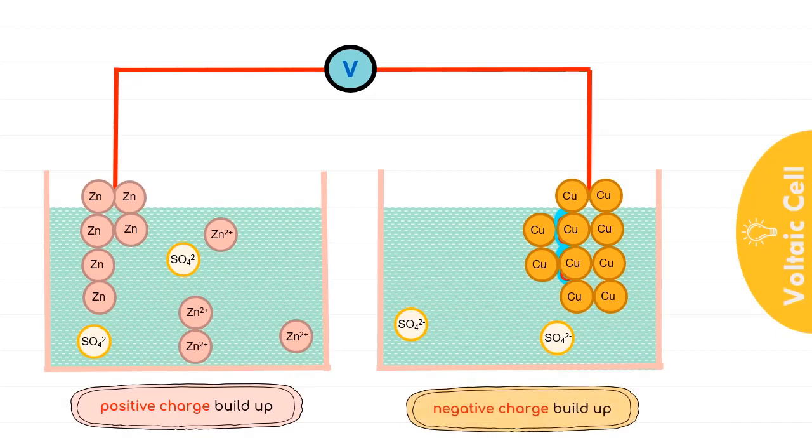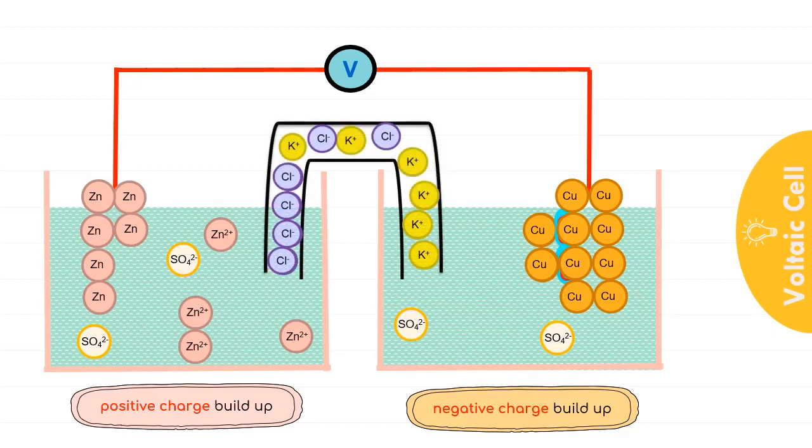If the positive and negative charge build up too much, the cell will stop running. So that is where the salt bridge comes in. A salt bridge is a tube shaped like an upside down U that is filled with salt. Let's say we use KCl solution.